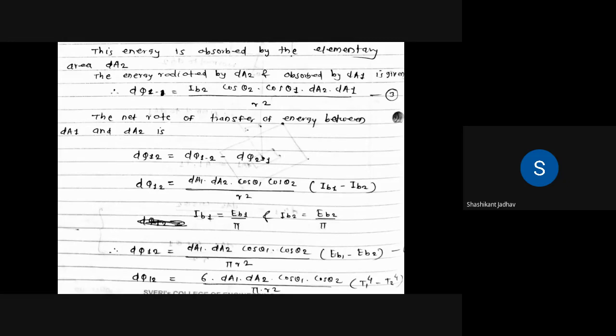Okay, so all of you write down this equation: dQ12 is equal to dQ1 to 2 minus dQ2 to 1. Okay, so take the subtraction of equations 2 and 3. Then we get the equation as dQ12 is equal to dA1, dA2, cos theta 1, cos theta 2 divided by R square. These terms are common terms. And what is the remaining term in the bracket? That is IB1 minus IB2. Okay. So all of you write down the equation: dQ12 is equal to dA1, dA2, cos theta 1, cos theta 2 divided by R square into bracket IB1 minus IB2. Okay.